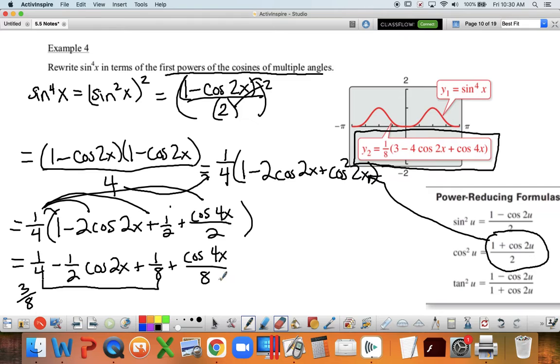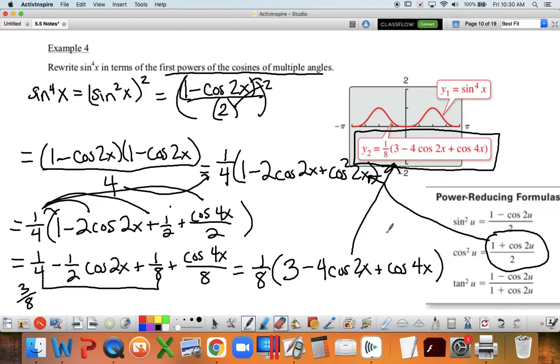cosine 4x. I'm going to factor out a 1/8. That means I then have to have a 3 up front, and a minus 4 cosine 2x, so that if I were to distribute this back through, I get a 1/2 plus the cosine of 4x. And these mean the same thing, right? We got the answer here.